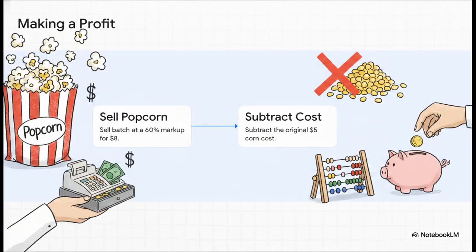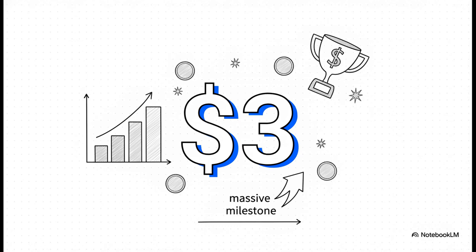And now for the climax of our story, your very first sale. You fire up the pot, pop the corn, and manage to sell the entire batch at a 60% markup on your initial cost, bringing in total sales of $8. All your inventory is gone, but you're holding $8 in cash. Let's do the simple math here. If we take that $8 in incoming sales and subtract the original $5 cost of the raw corn, we are left with exactly $3. And that, my friends, is your profit.